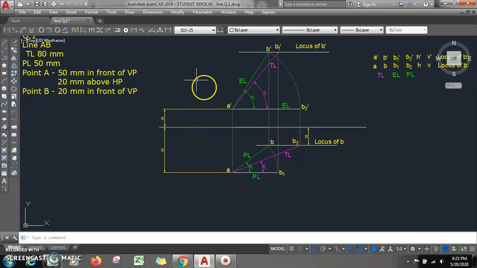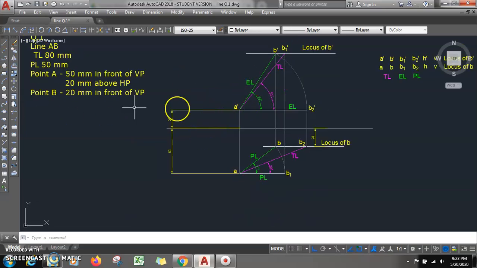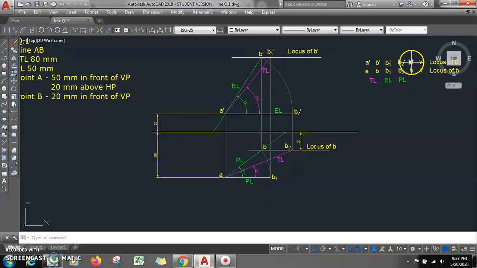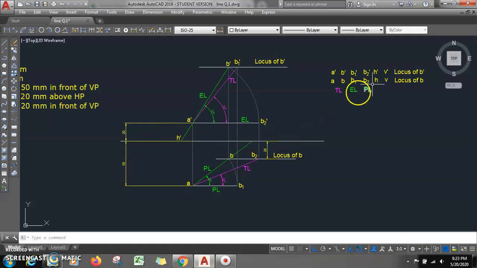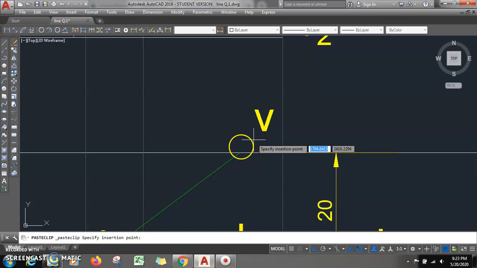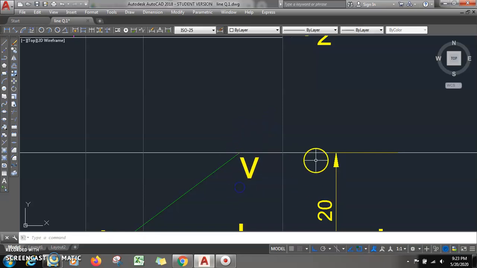Projections. How do we get them? Very simple. Extend a dash b dash to get h dash. This point will be h dash. Then extend ab to get point v. So you see, this point is h dash, and this point is v.